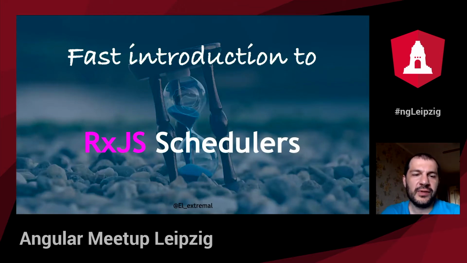Before we start diving into unit testing, we should clarify what schedulers are in RxJS. You know that observables produce values over time. And the moment when exactly a value will be emitted is controlled by a special entity, a scheduler. Knowing how schedulers work is extremely important in understanding how to unit test your async code.